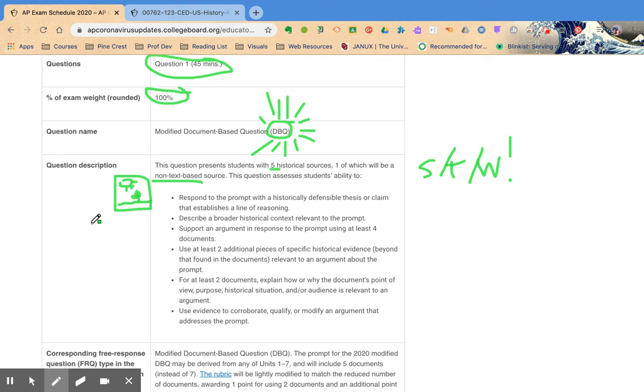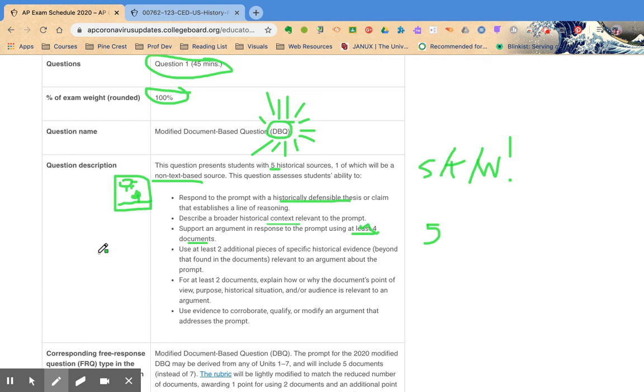And the same rules pretty much apply. What are they looking for? Can you respond with a historically defensible thesis, right? Again, you're taking an argument, you're taking a side on this. Can you obviously contextualize it? Again, that's another part of the rubric. Can you support the argument using at least 4 documents? So I always tell you that's bunk. You can use all the documents, so use all 5.